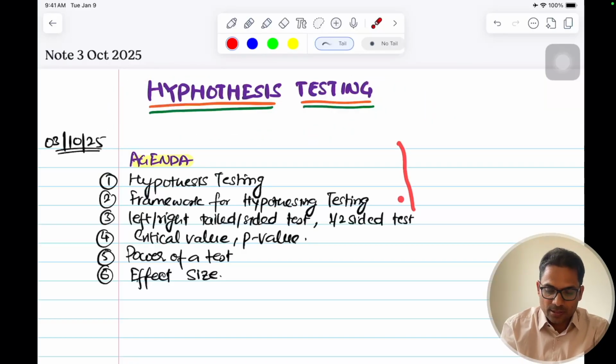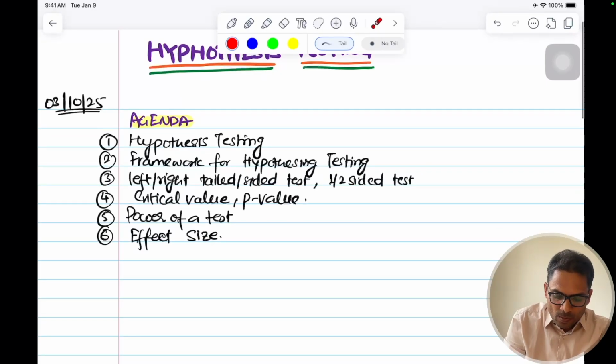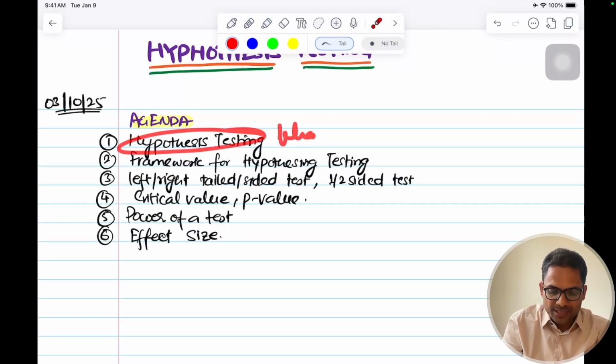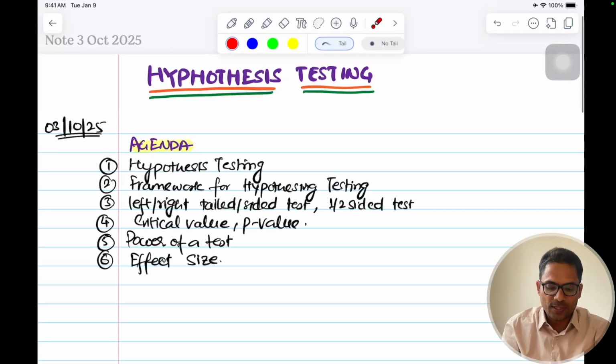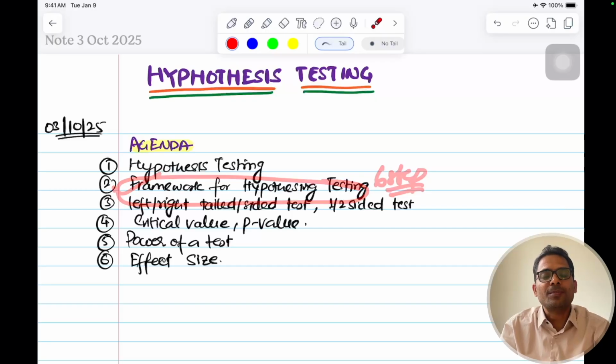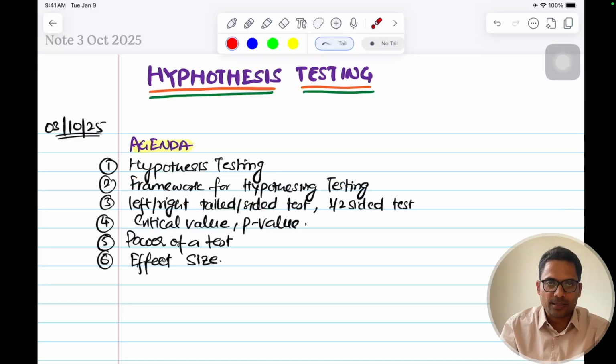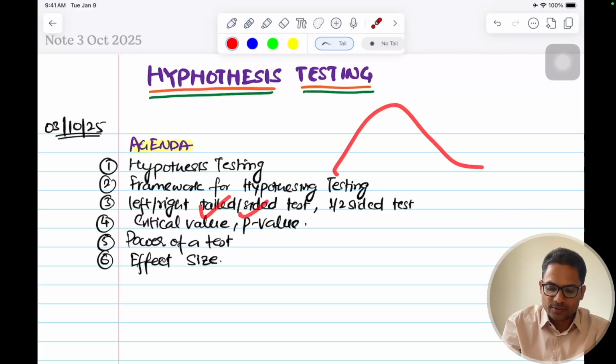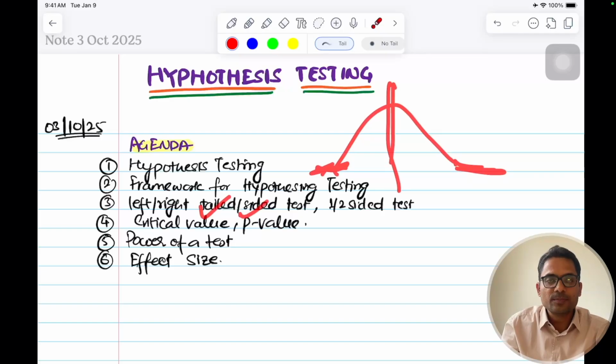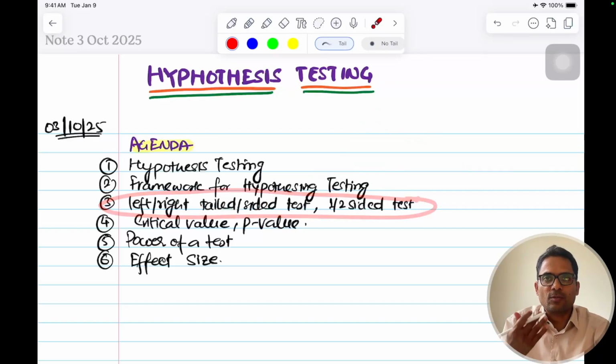Okay, let's understand. So let's set up the agenda first. I hope the screen is visible. So we'll understand what is hypothesis testing. I told you why is it required, why do we need to study hypothesis testing. Then what is it, we'll understand. Then we'll see a 6-step framework to perform any hypothesis testing using any test statistic. Then we understand some more details around that, like what is a left-tailed or right-tailed test or one-sided or two-sided test. It's called tailed or sided because the curves are like this, so you have two tails on both the sides, right? So we'll see what kind of test is required for which kind of scenario.